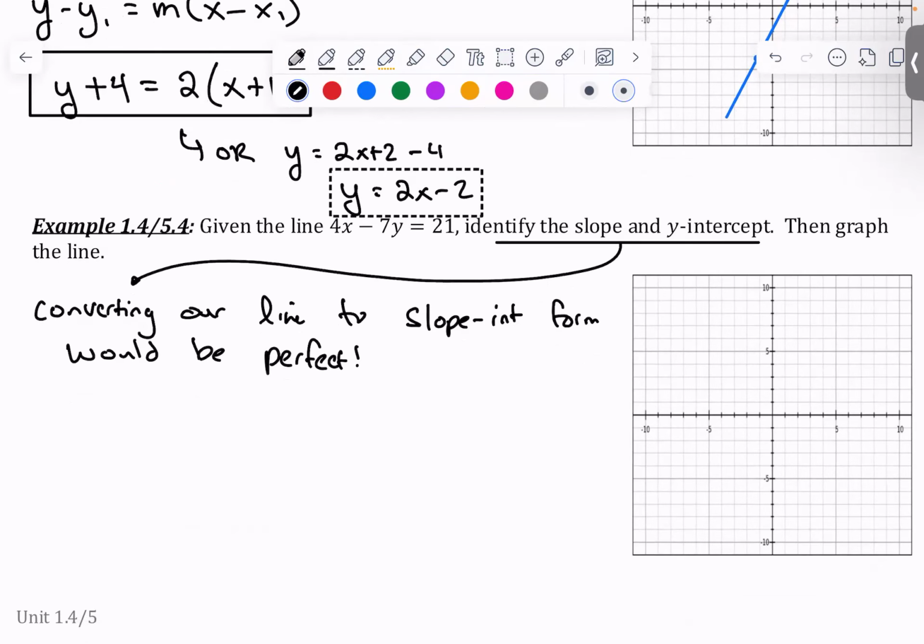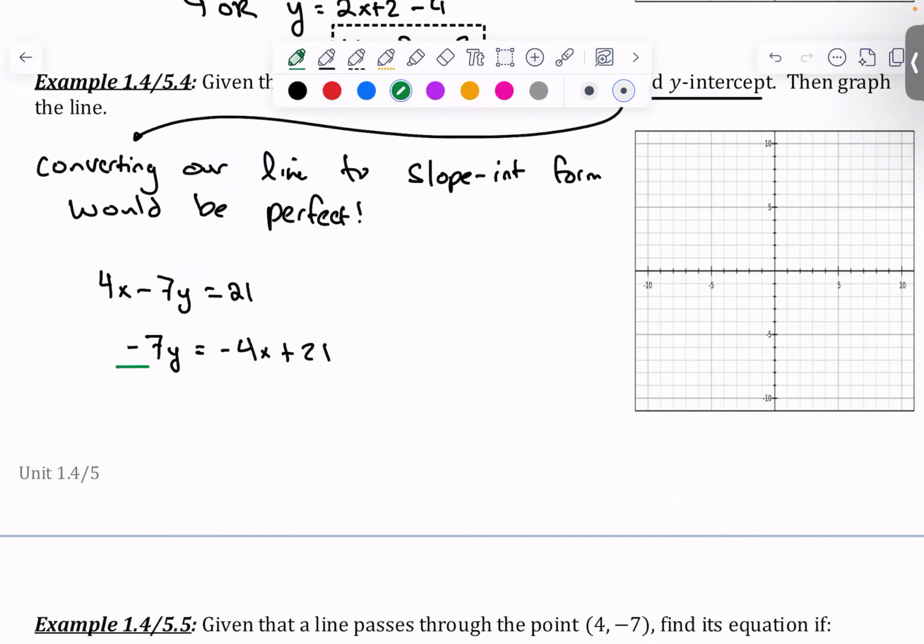Because we need to find the slope and the y-intercept, this is a perfect candidate to convert to slope-intercept form. So we've got 4x minus 7y is equal to 21. We need to solve for y. That's how we get it to be in y equals mx plus b form. So we'll subtract 4x, get negative 7y is equal to negative 4x plus 21, at which point we will then divide both sides by negative 7.